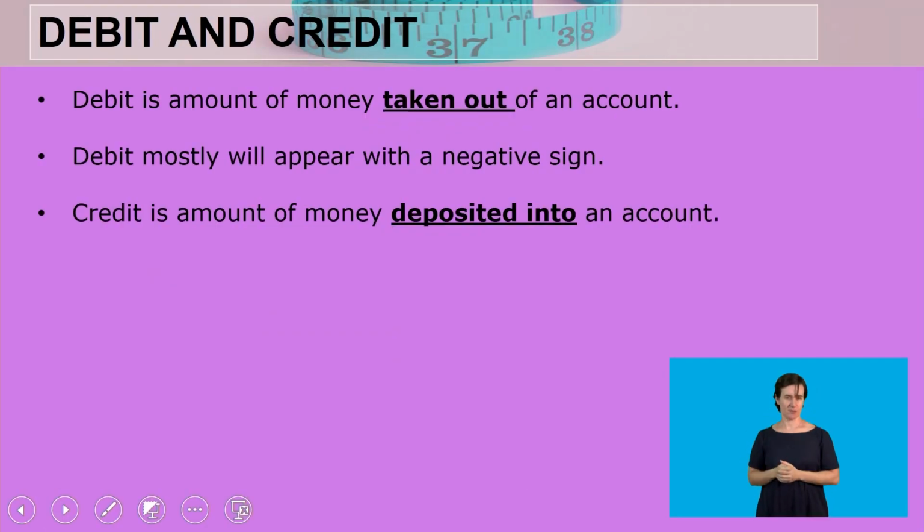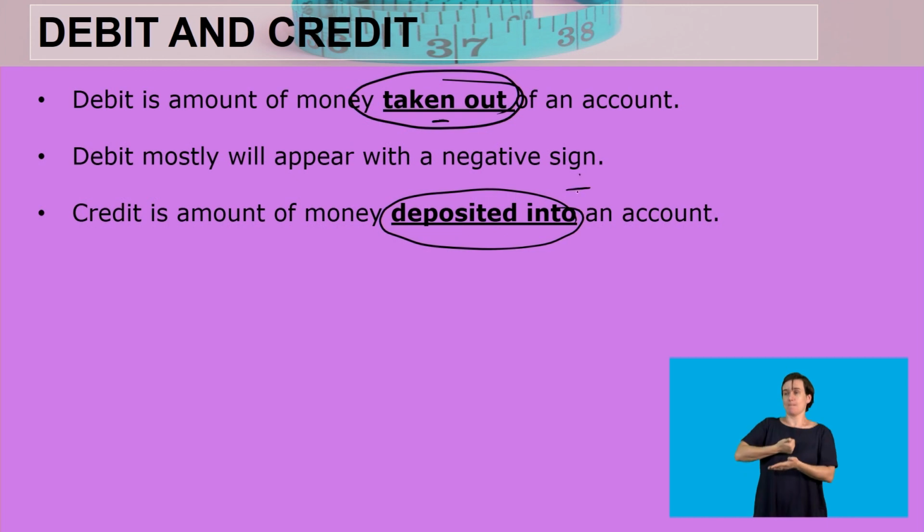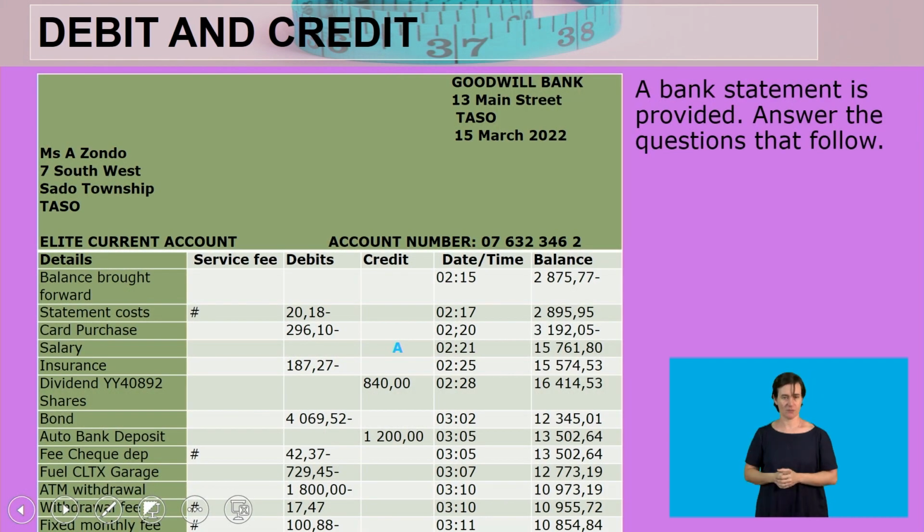Right, moving on, we are looking at our second concept, which is a debit and a credit. Now, those two I explained as being: debit is an amount of money taken out of the account, meaning on your bank statement there'll be a negative showing that money has been taken out, and a credit is the amount of money deposited into a bank account. So in most banks, you will see that by a positive sign, meaning there's money being added into your account. And now we are going to be exploring those two terms, looking at this bank statement of Goodwill Bank.